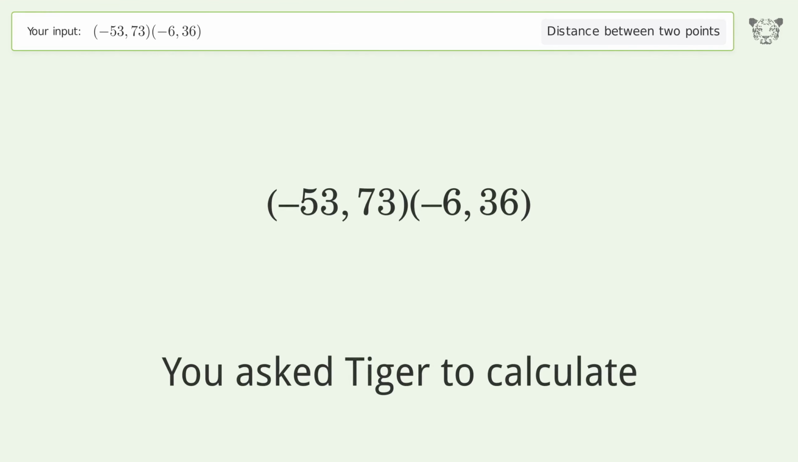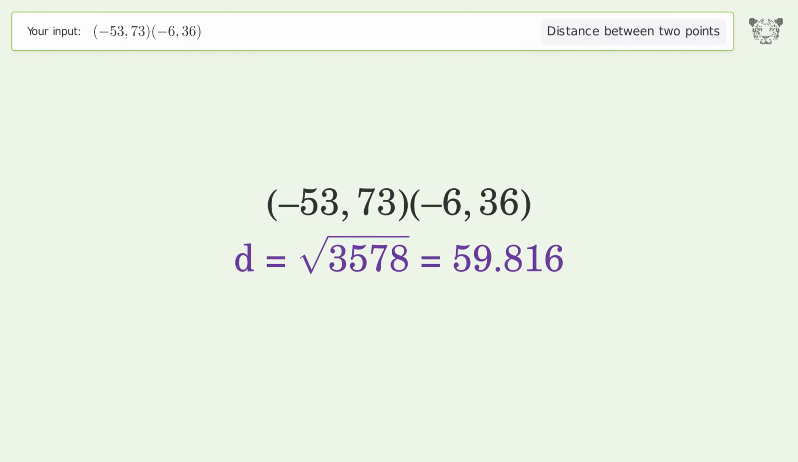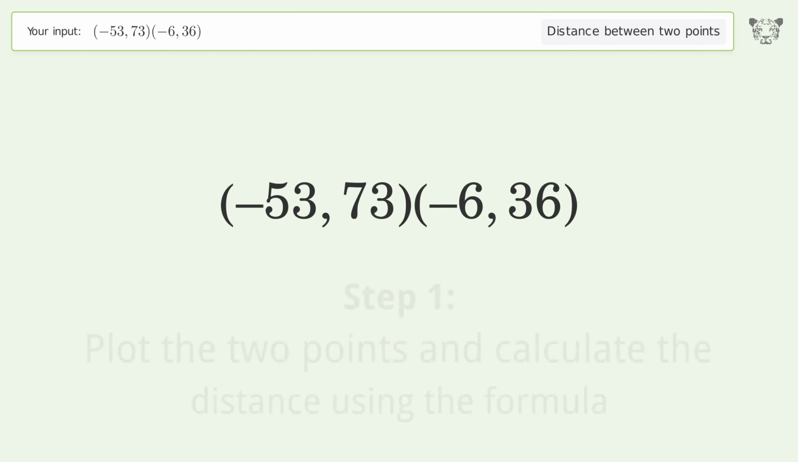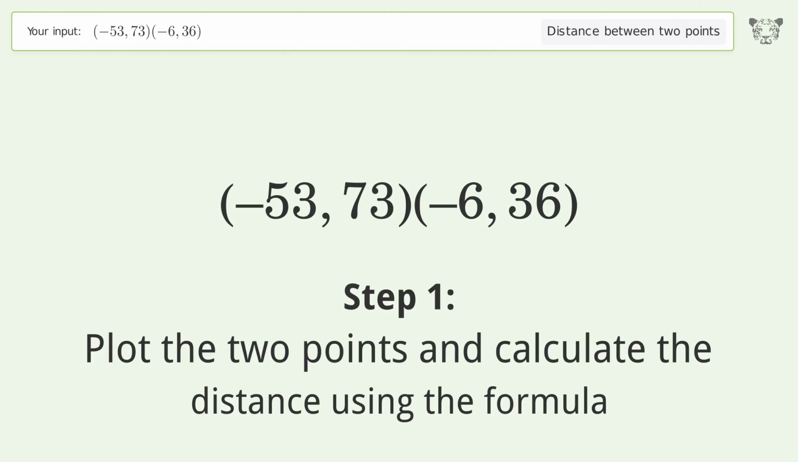You ask Tiger to calculate. This deals with the distance between 2 points. The distance between the 2 points is the square root of 3,578, or 59.816. Let's solve it step by step. Plot the 2 points and calculate the distance using the formula.